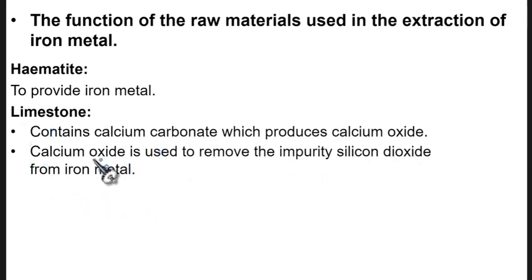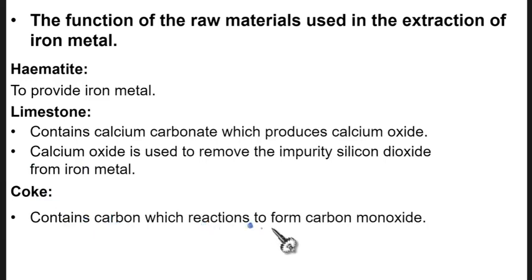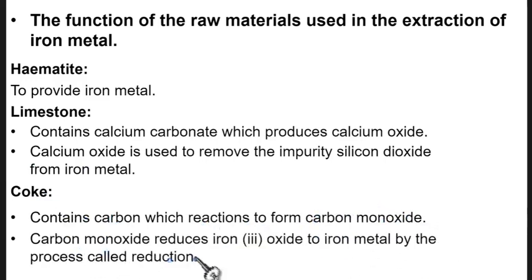That's what it does. Then the other raw material is coke. Coke contains carbon, which reacts to form carbon monoxide, and this carbon monoxide reduces iron(III) oxide to form iron metal by the process called the reduction method. These things you must understand.